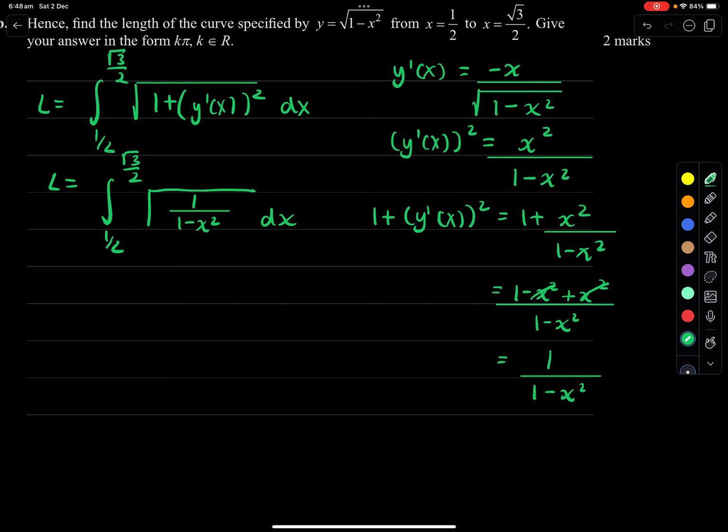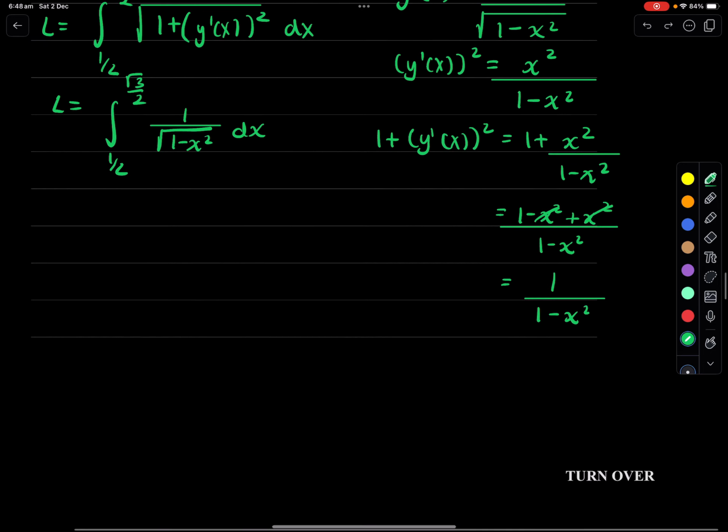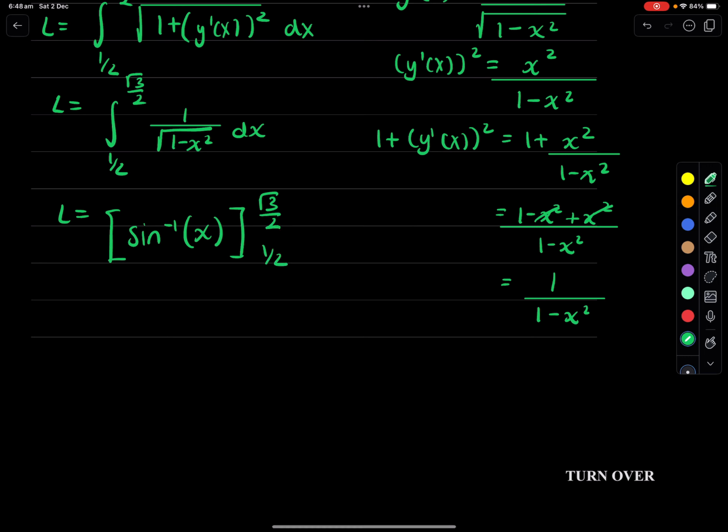Pretty much. We can easily take the square root of 1, which is just 1. So we can rewrite this whole expression as 1 over the square root of 1 minus x squared dx. Now, if you look at your formula sheet, to integrate that, it's just sine inverse. So the length is going to be sine inverse of x, in this case, from a half to root 3 over 2.